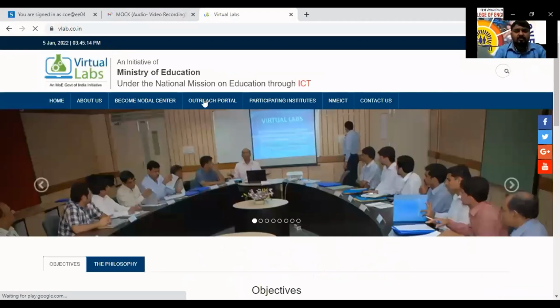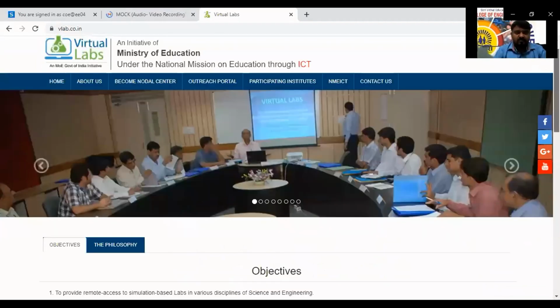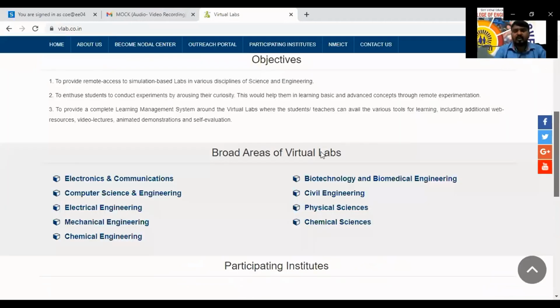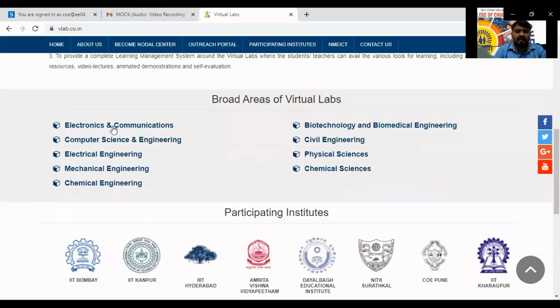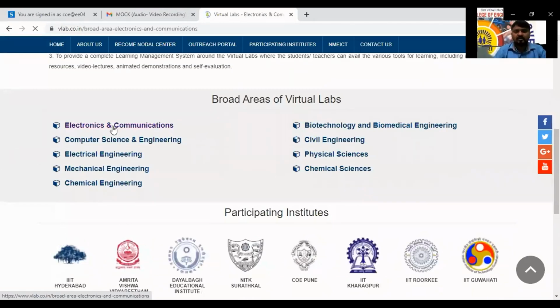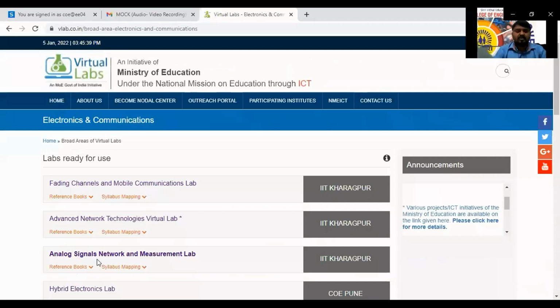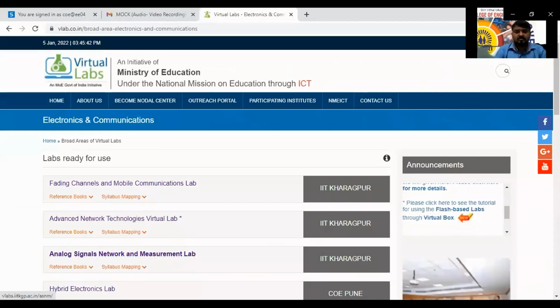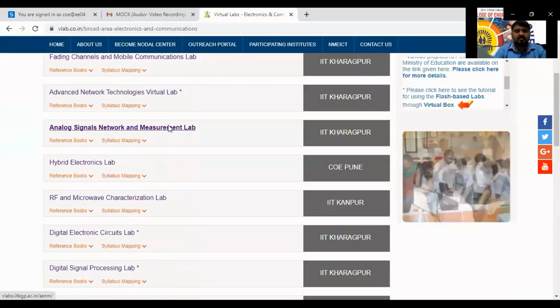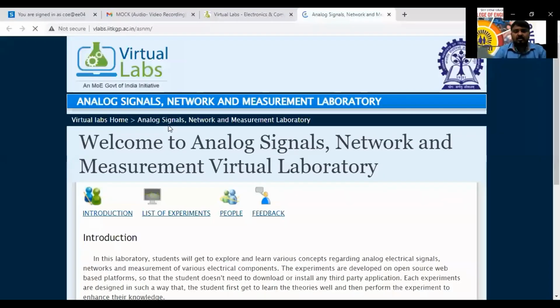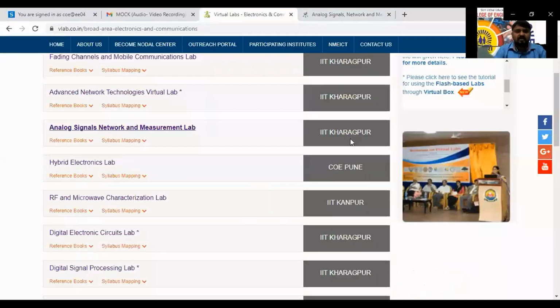So the virtual lab, which was created by the Ministry of Education, opens here now. Many times I have told this one. In this, your broad areas of virtual labs are there. The subject actually belongs to ENTC, so I will consider electronics and communication. I will click on that. Here analog signals, network and measurement lab is there. So search the subject name here now. Measurement lab is there. I'll click on the measurement lab here now. Here the window will open. This one was designed by IIT Kharagpur.